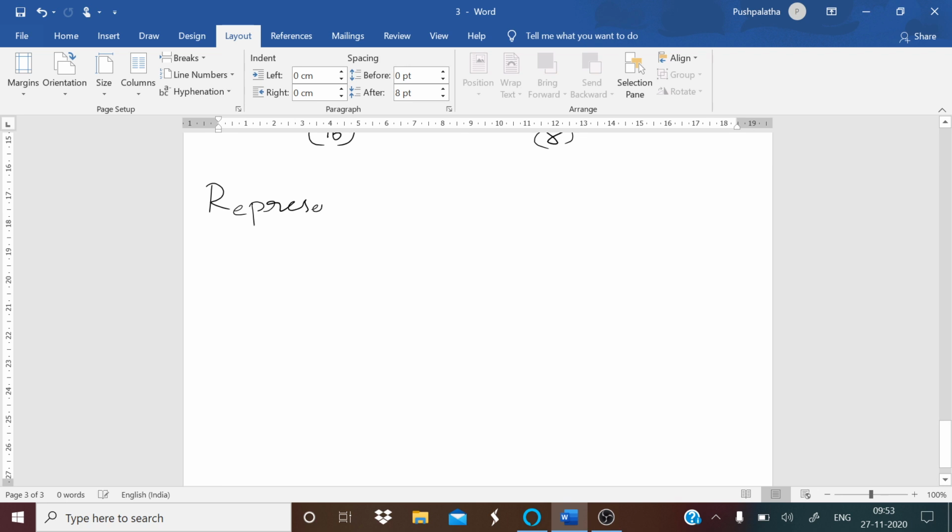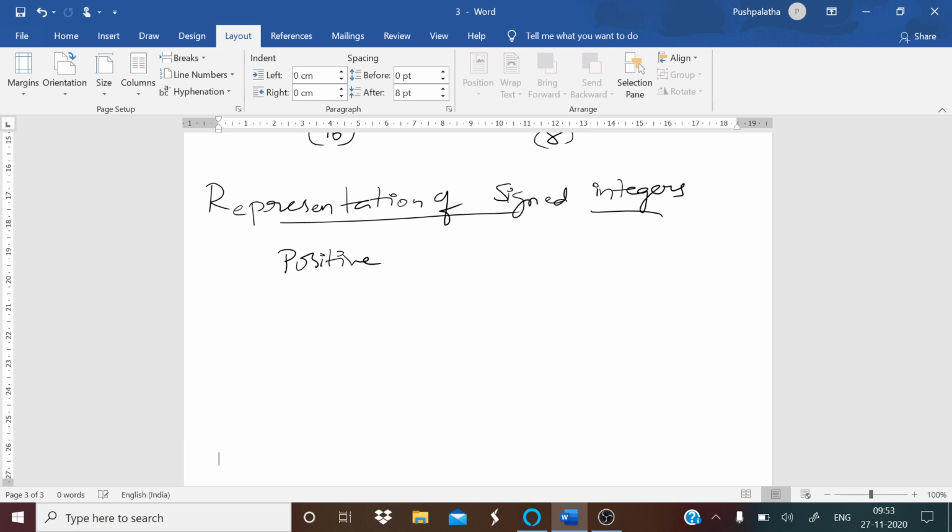Representation of signed integers. Now, as we know, digital computers can handle both positive integers and negative integers, right? But you need a method where you can represent the sign of the number. Positive is represented as plus and negative as minus. But when you are using a digital system, you cannot write these plus and minus symbols.